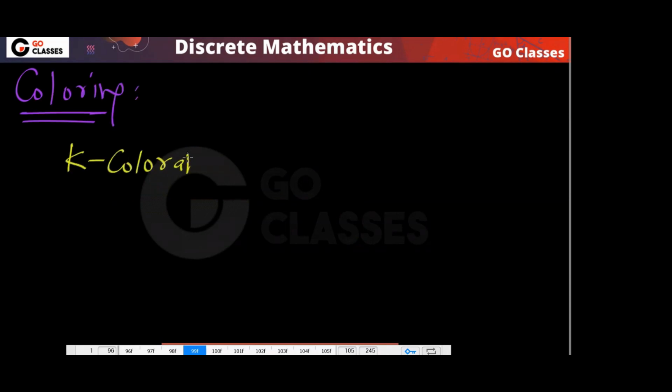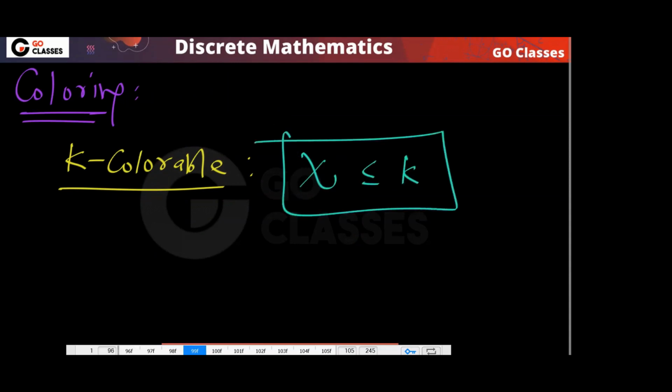Like the same idea we have seen in coloring. If you remember, what is the meaning of K colorable? If your graph is K colorable, it means your chi, the chromatic number, is less than or equal to K. Yes or no? Your chromatic number will be less than or equal to K.